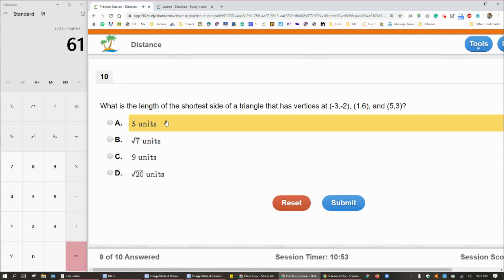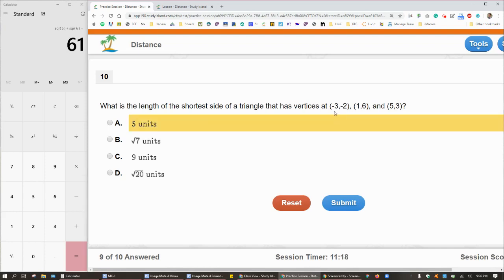Last but not least, what is the length of the shortest side of a triangle that has vertices at (-3, -2), (1, 6), and (5, 3)? If you have a triangle with these vertices, then you have 3 sides. So we can find the lengths of all 3 sides pretty easily by simply using our Pythagorean theorem.